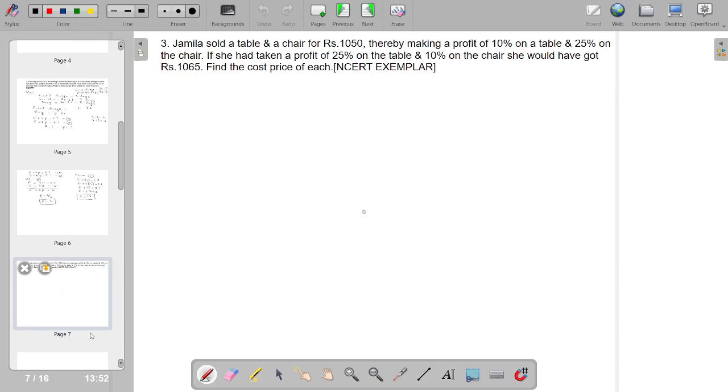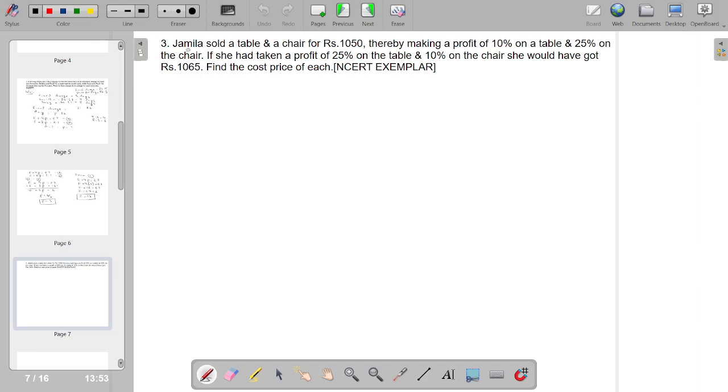What this problem says: Zamila sold a table and a chair for 1050 rupees, thereby making a profit of 10% on the table and 25% on the chair. If she had taken a profit of 25% on the table and 10% on the chair, she would have got 1065 rupees. Find the cost price of each. Of each means table and chair. We don't know the price of the table and chair here.